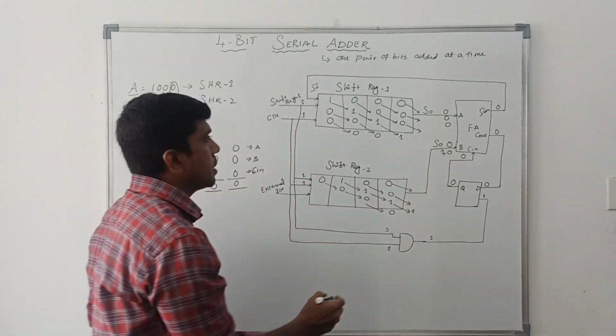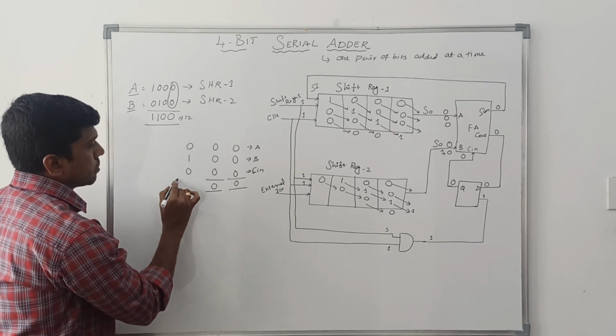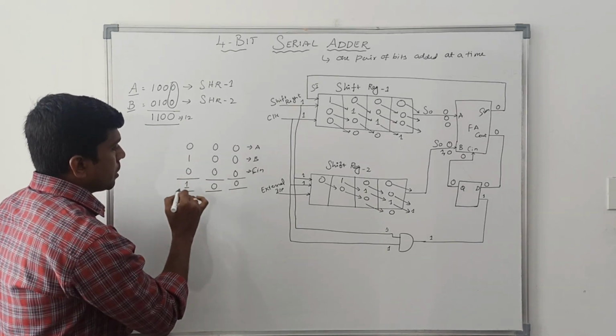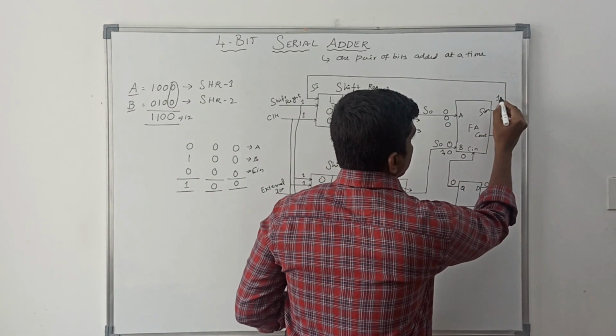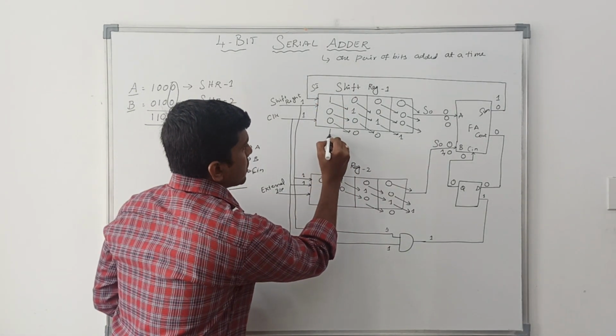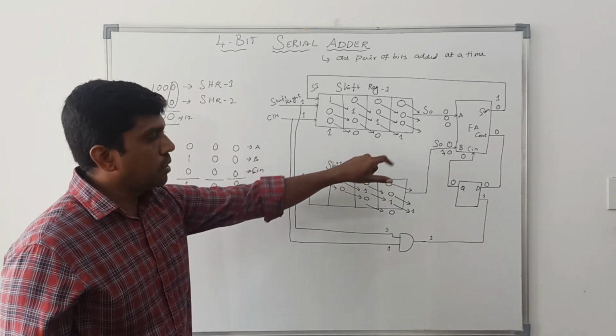Just adding these 3 values: 0, 1, 0. So 0 plus 1 plus 0, the result is 1. Sum is 1, carry value is 0. So now sum value is 1. This sum value is given to the input of shift register 1. So it places the 4th bit. So 1, 0, 0, 1.